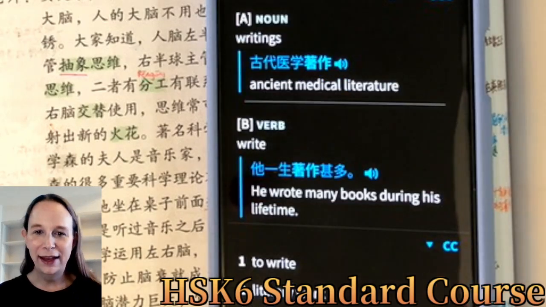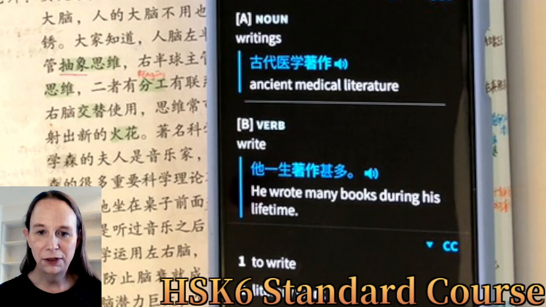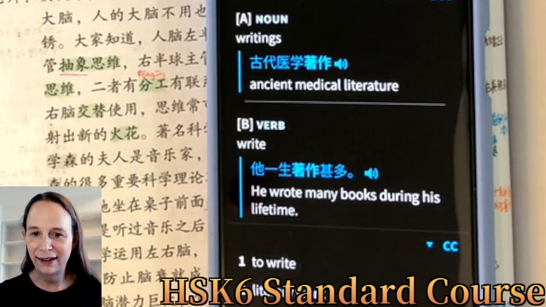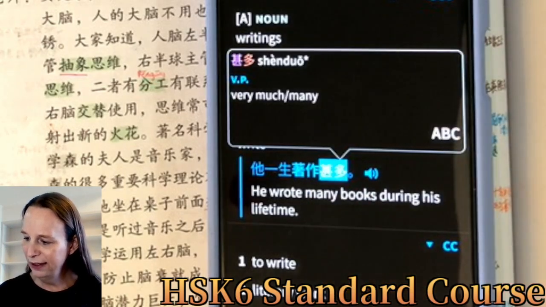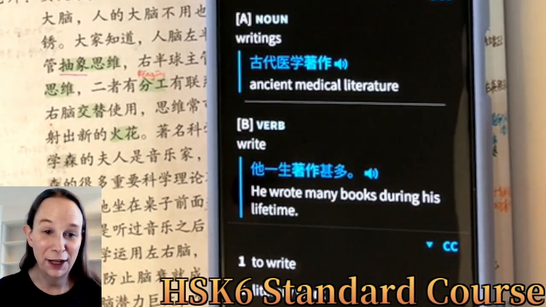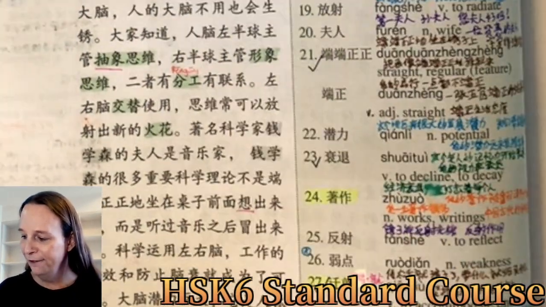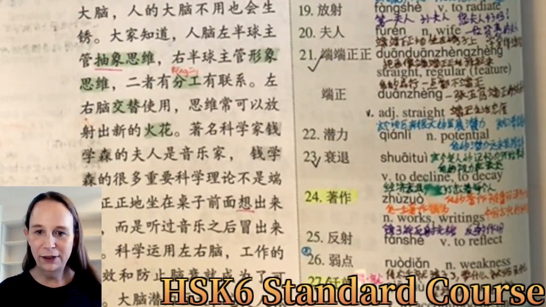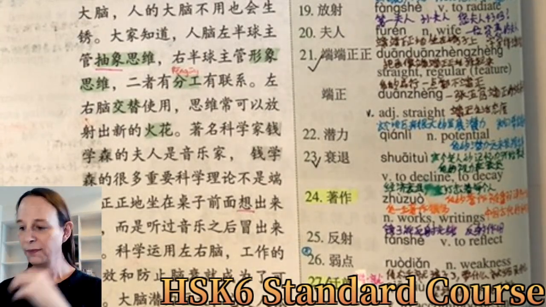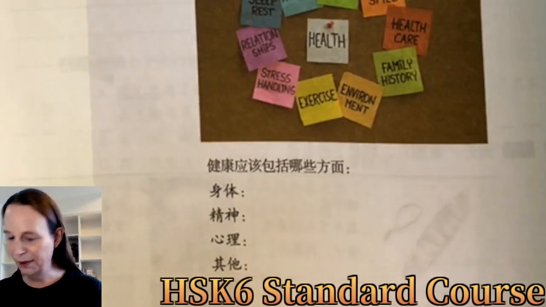古代医学著作, ancient medical literature or writings. 著作甚多. 甚多 is just 许多 here, right? Yeah. It's just a fancy way of writing 许多, 很多. All right. Next is 反射 and we already talked about this. We talked about this in the first video in this chapter when we talked about 射.